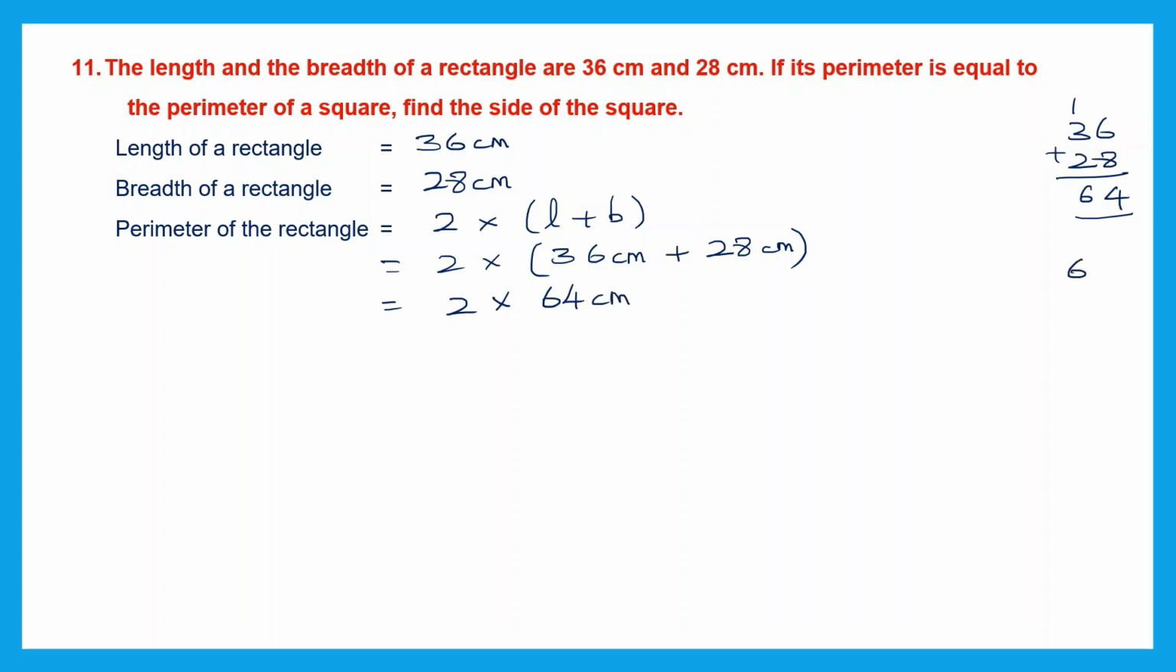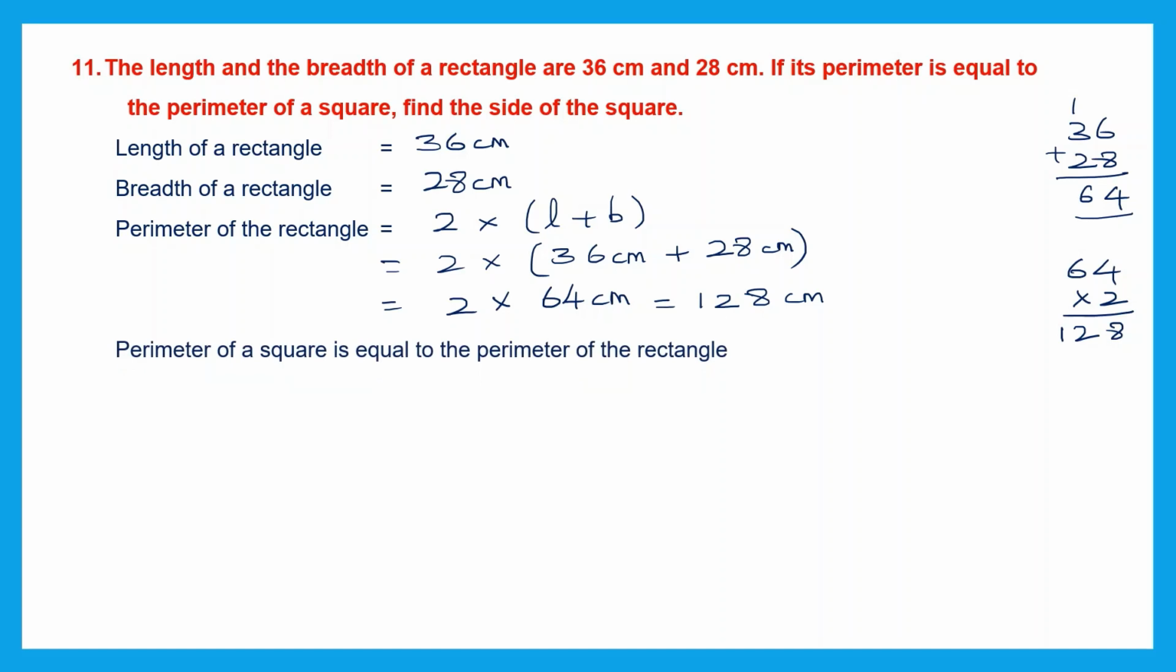So let's multiply 64 into 2. 2 4s are 8 and 2 6s are 12. So the perimeter of the rectangle we have found out to be 128 centimeters. Now we know that the perimeter of the rectangle is equal to the perimeter of the square, isn't it? So as it's given here, perimeter of a square is equal to the perimeter of the rectangle. So perimeter is 4 into side, isn't it? So side is perimeter by 4. So now we can find the side of the square.